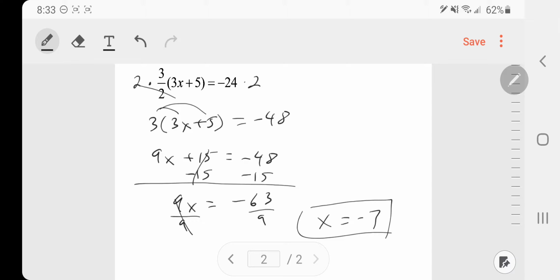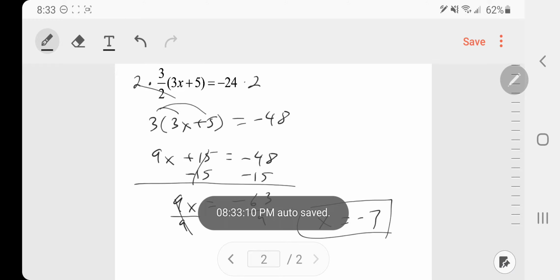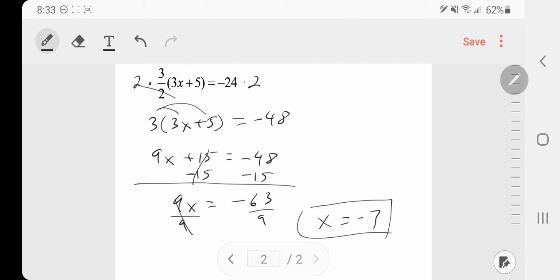All right, so another trick here to get rid of your fractions, still sticking to the same idea of multiplying by that common denominator. Okay, and that's pretty much it as far as the fraction equations go.